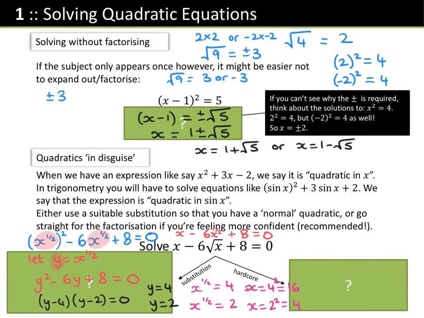Now, why we're getting x on its own comes from indices laws from previous chapter 1. And just to give a bit more clarification, x to the half squared, we know, is x to the power of 1. And whatever we do to one side of the equation, we have to do to the other side.